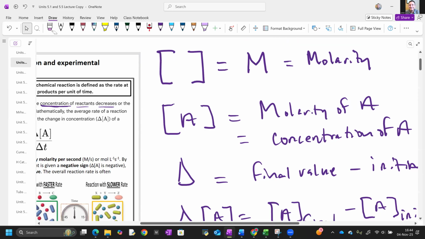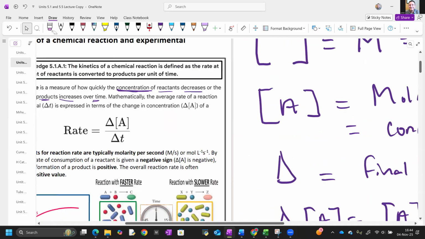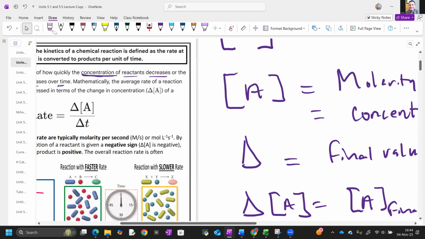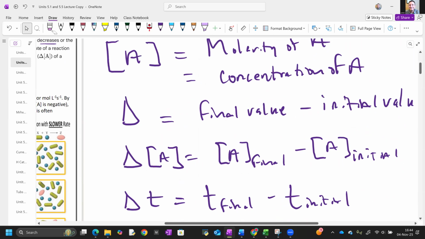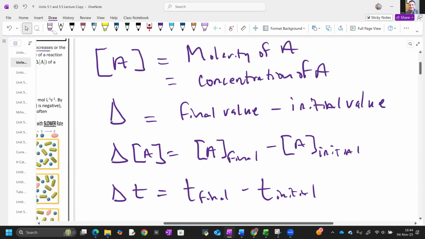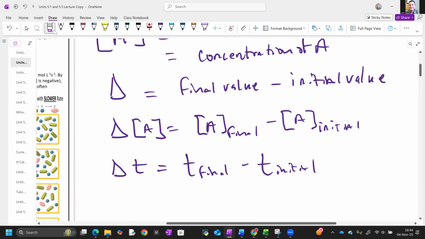Another thing that you may not be familiar with is the delta sign, and that's just looking for a change. And what we're going to be doing there is, in order to determine the change, we look at the final value minus the initial value. So for instance, if I want to find the change in the concentration of A, well, then I'm going to take the concentration final minus the concentration initial. And then lastly, a change in time is the final time minus the initial time.